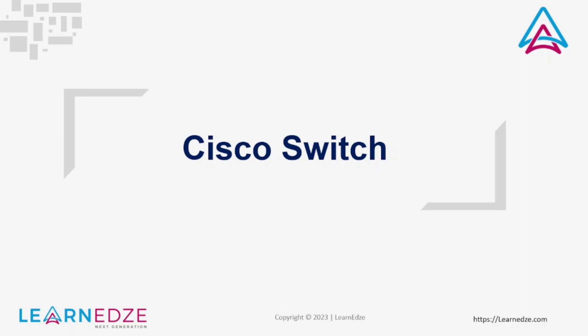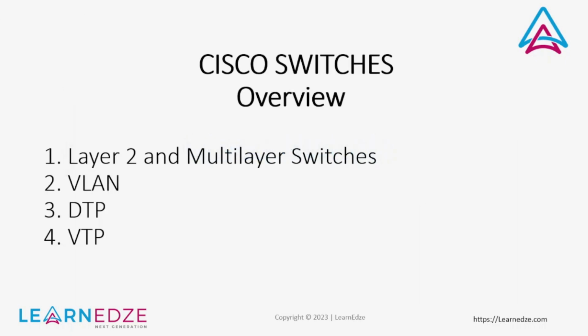Today, in this video, we are going to discuss the switch, a Cisco switch. Here, basically, we are going to cover these topics: how a switch works, what the basic functionality of a switch is, how layer 2 and multilayer switches work, what a VLAN is, how we can create and configure a VLAN, what DTP is, and what VTP is.